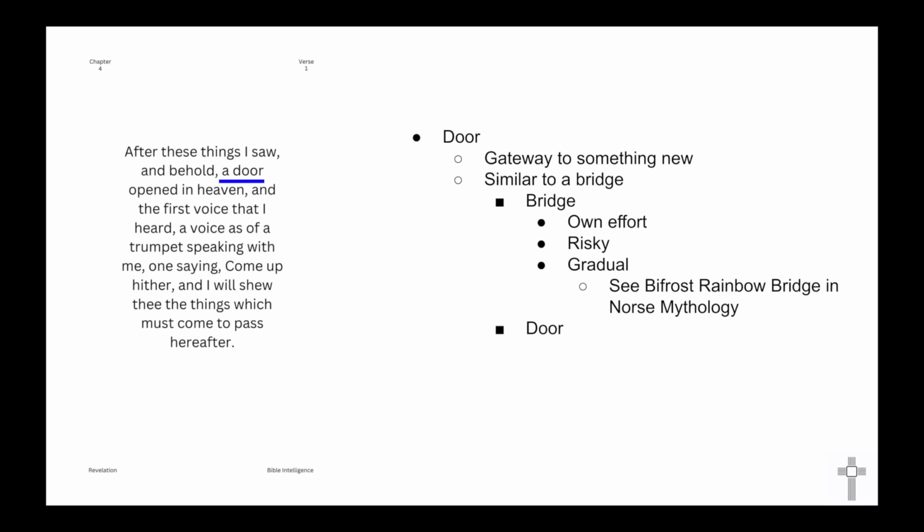Whereas with a door, it's not your own effort, it's someone else aiding you. It's less risky because you're not going to fall. People fall off bridges. You could get a door slammed in your face, but there is a more immediate quality: once you open the door, you're in heaven. It's not like the staircase to heaven, this long gradual climb. With Jesus being the door, immediately you're in there. So like I say, door, and there's Jesus.